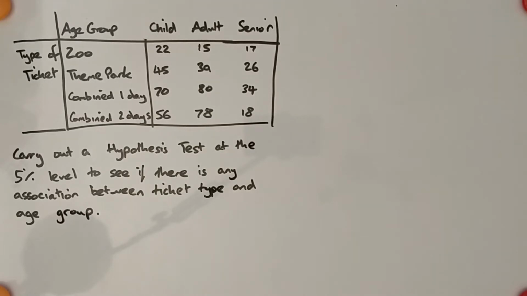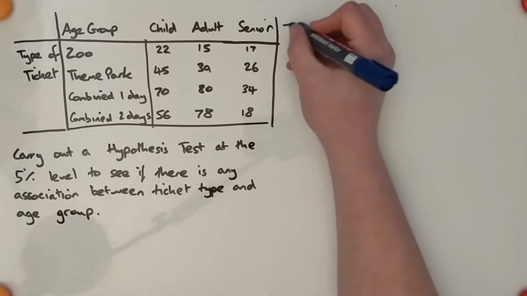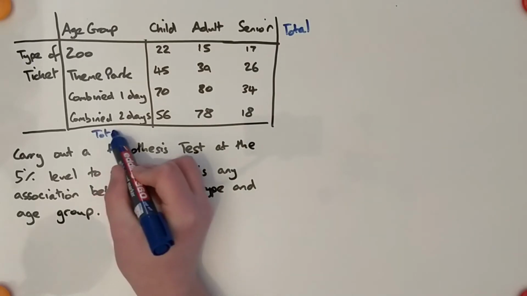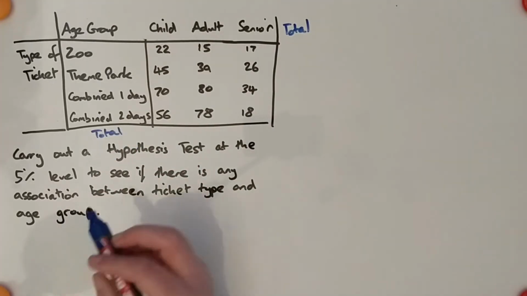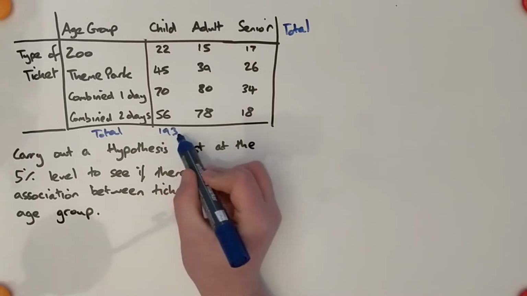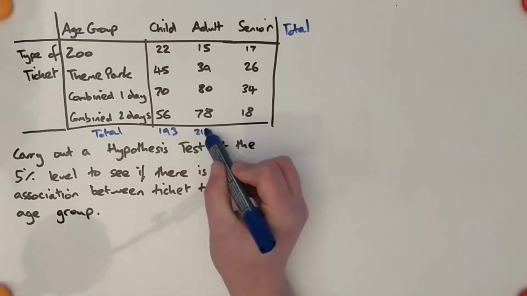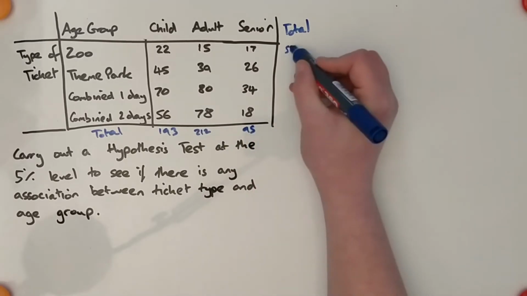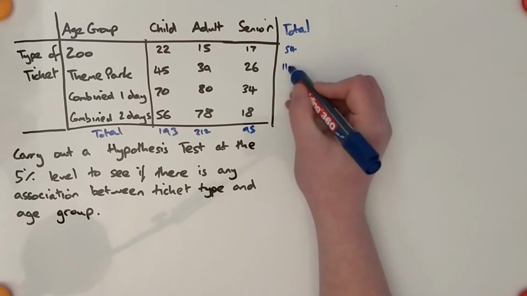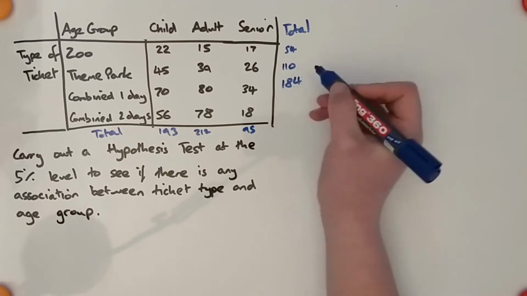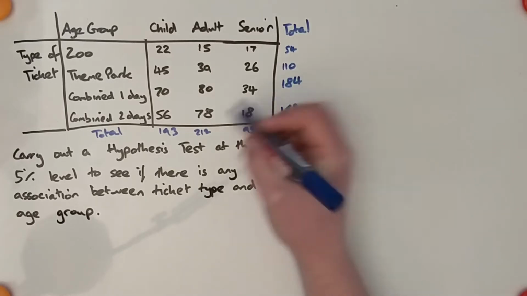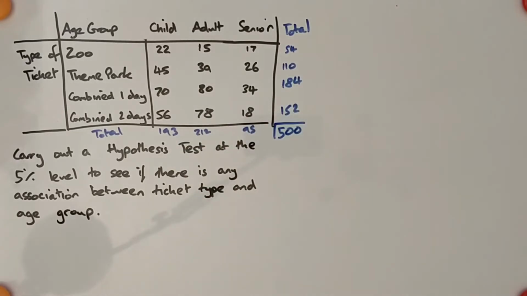Very first thing you do when you get one of these questions is add the totals. So we add the totals for the columns and the totals for the rows. So 193, 212, 95, 54, 110, 184, 152, and 500. Both of those should add up to 500.